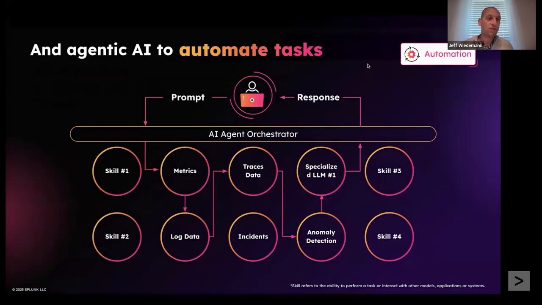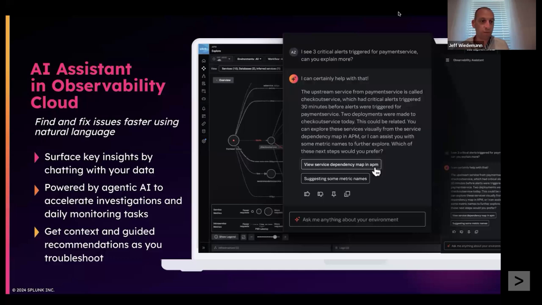Next slide, please. So we have just gone generally available with the AI Assistant in Observability Cloud. For any of you that are currently Observability Cloud customers, this is something you could get benefit from right away. If you're not an Observability Cloud customer, we highly recommend you look at that entire platform for your cloud native and next gen application observability.